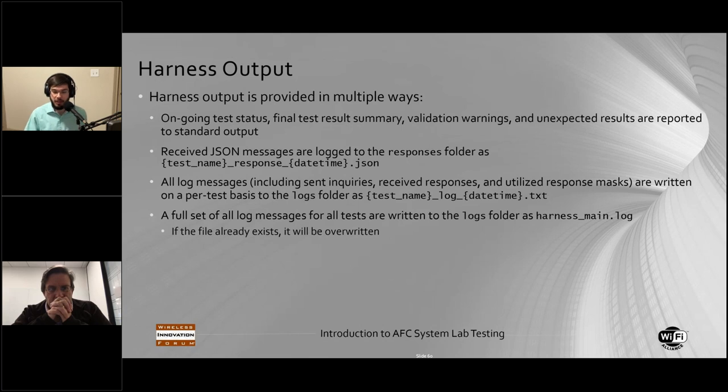And then finally, a full set of all of the log messages generated by all of the tests is written to the logs folder as harness_main.log. This includes the configuration settings that the harness is using. This is mostly for if you run into an issue; it has everything that might be needed to troubleshoot what's going on with the harness. For that reason, it gets overwritten every time you run the harness. The other files, because they're tagged with the date and time, won't be overwritten each time you run the test harness. Next slide, please.